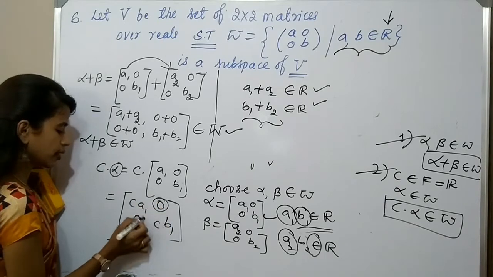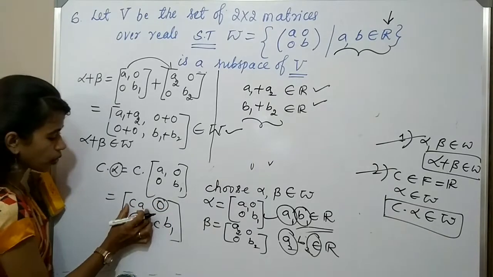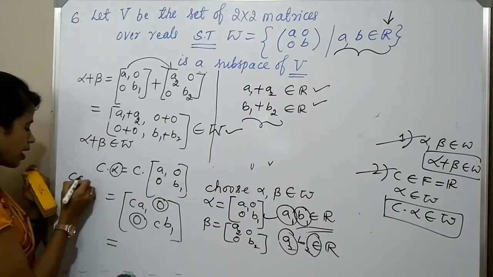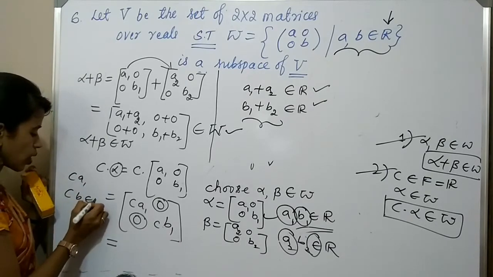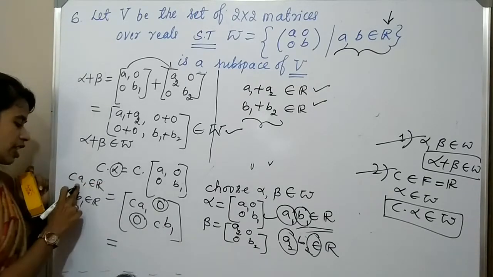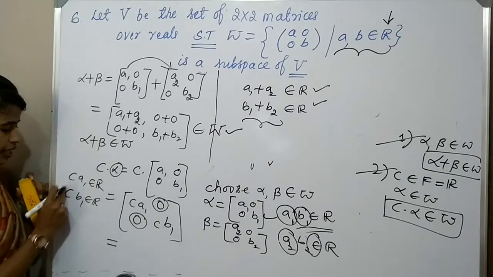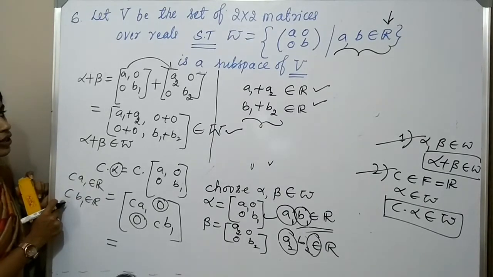Here the second entry and the third entry are clearly 0. What about the others, CA1 and CB1? Do they belong to R? A1 belongs to R, B1 belongs to R, where C belongs to the field R.